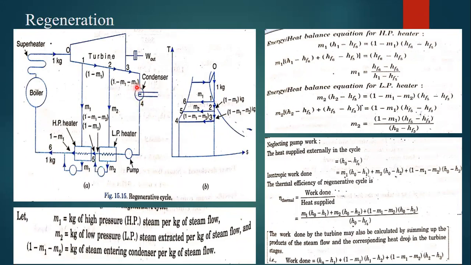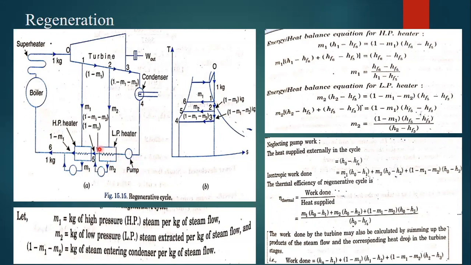So if there is a phase change here, that means it is steam going in, and at the condenser we are going to achieve liquid form, and that liquid is sent to the pump. So how much steam are we going to have here? Sorry, liquid: 1 minus m1 minus m2 kg of water we are going to have.